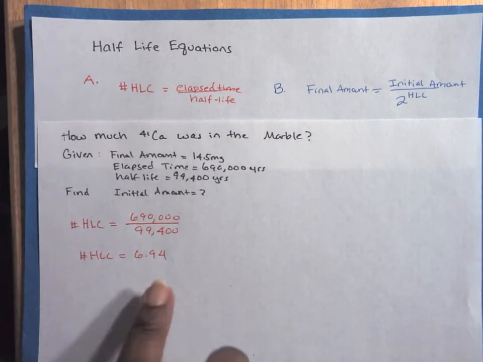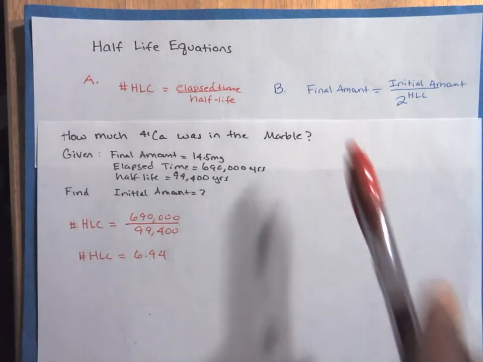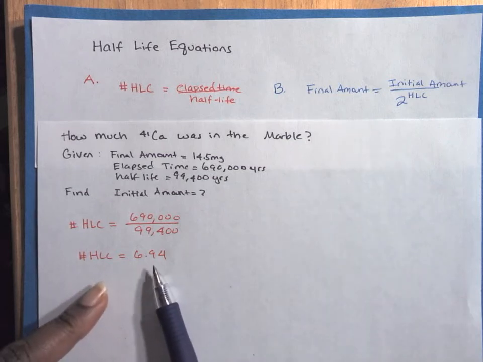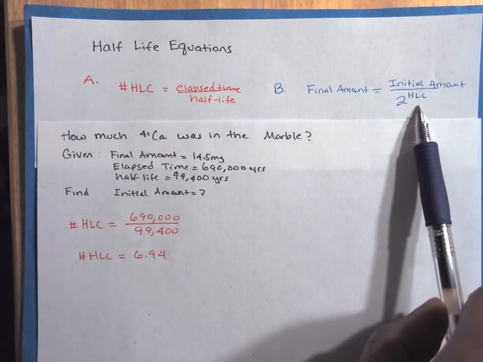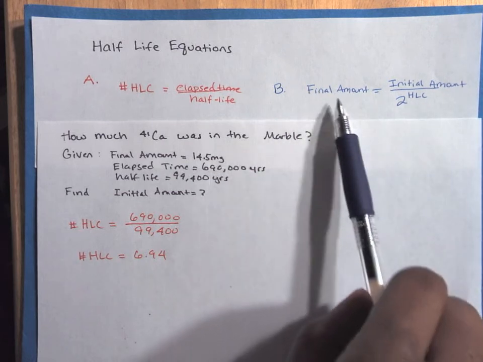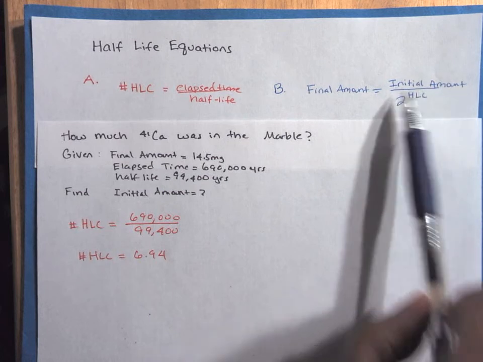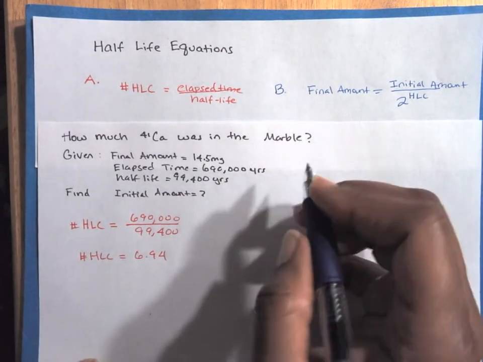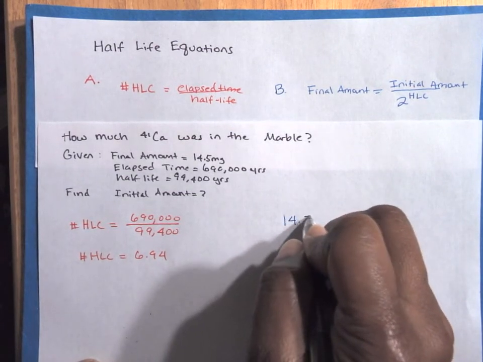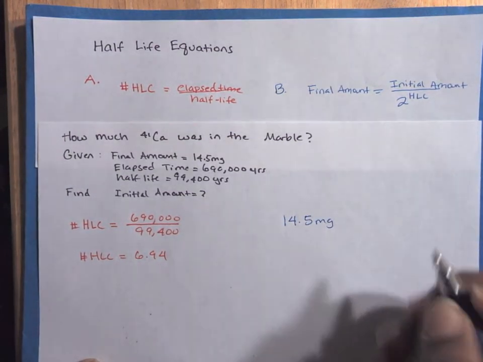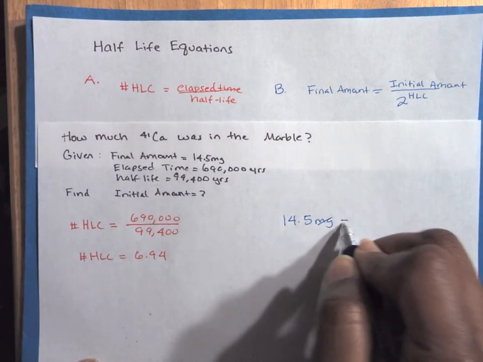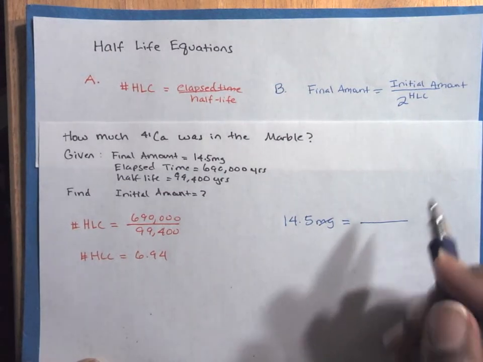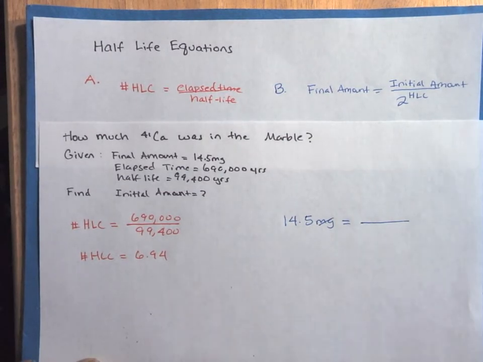Okay, so now that I have that, the next thing I'm going to do is use equation B second, and I'm going to plug the number of half-life cycles into equation B. I plug in my final amount, my 14.5 milligrams here. I'm sorry, that's milligrams, not just grams. And then I solve for my initial amount. I'm going to cross out the units for now because I don't need them until the end. I find the units to be distracting when I do my math, so I just leave them out. And half-life cycles, by the way, don't have units, it's just a count.